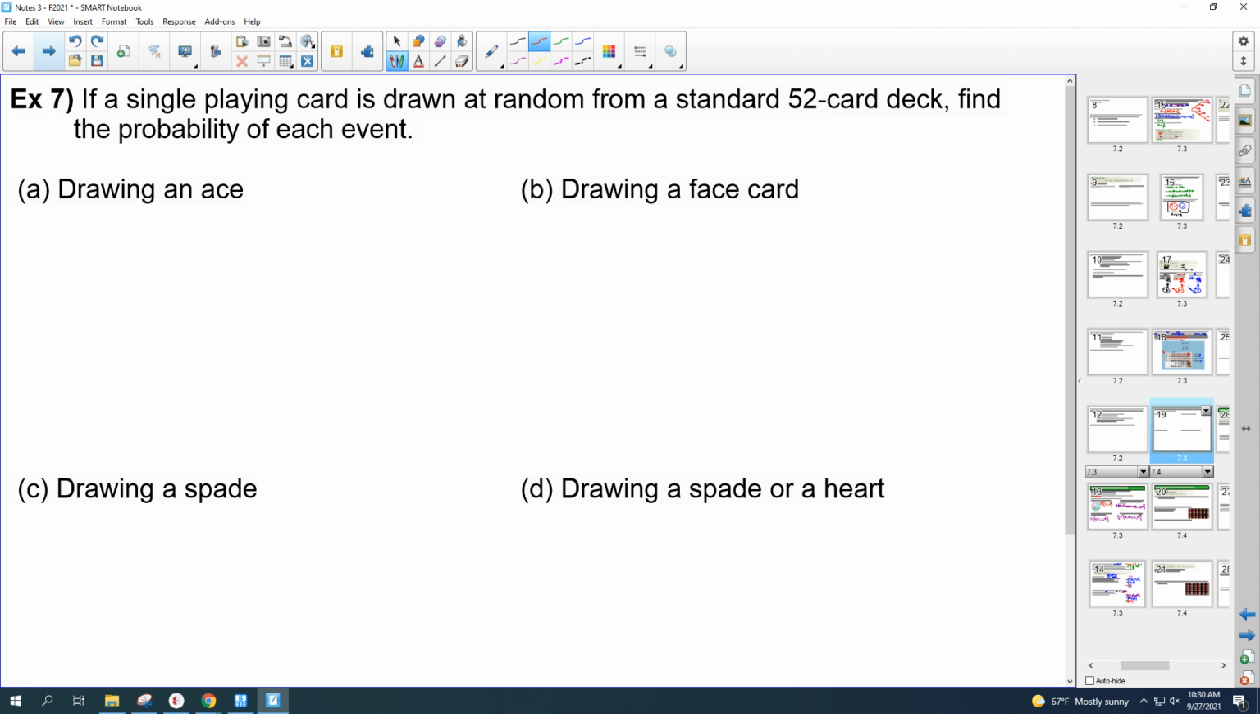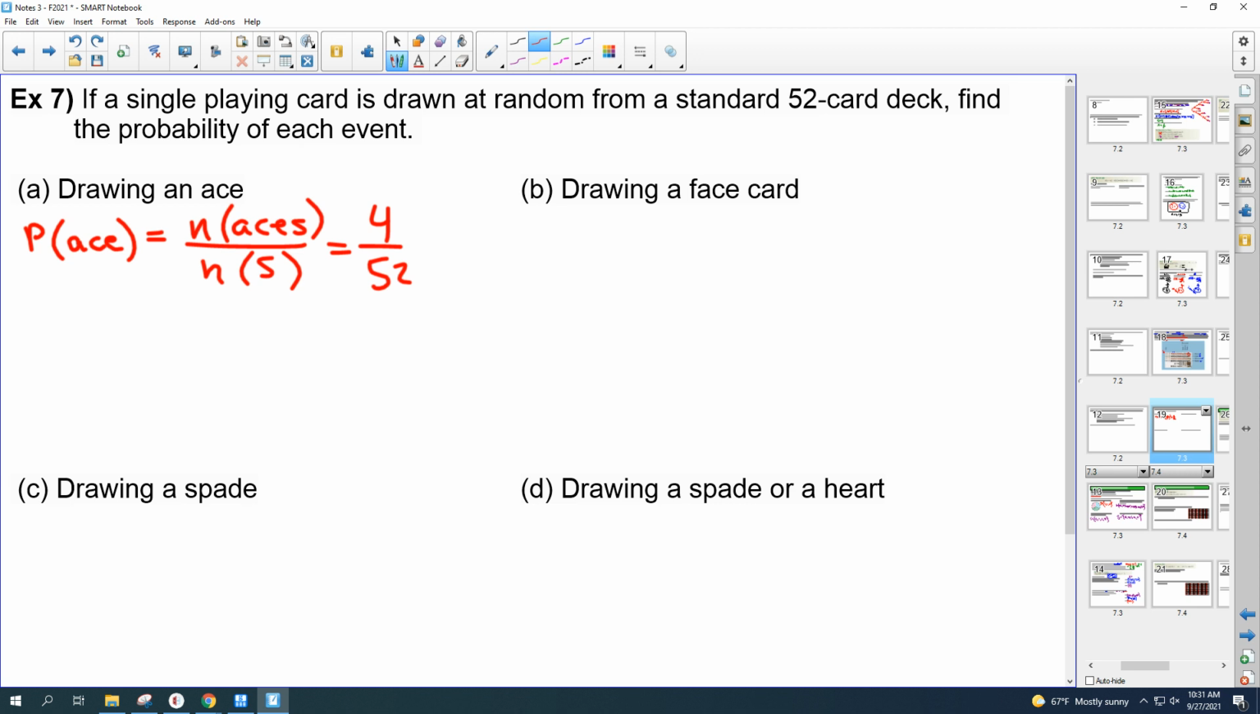Number 7. If a single playing card is drawn at random from a standard 52 card deck, find the probability of each event. Part A says we're drawing an ace. According to the definition that you were given, probability is part over total, right? I want to know the number of aces over the number in the sample space, or the number in the total deck of cards. So how many aces are there, do you know?